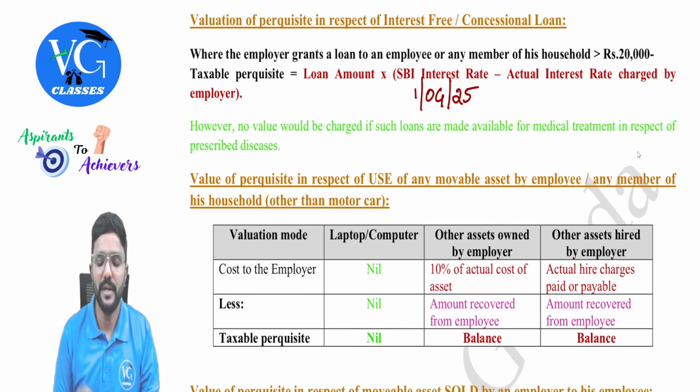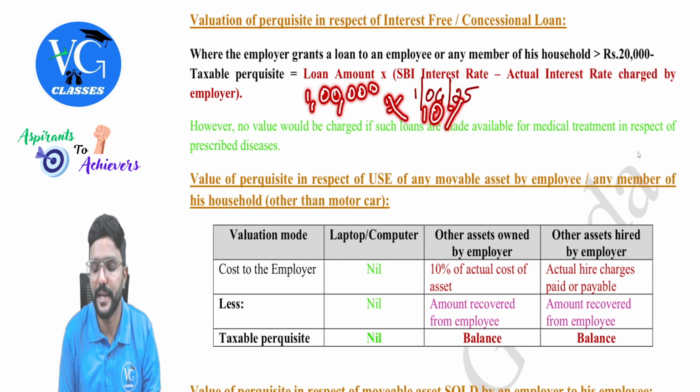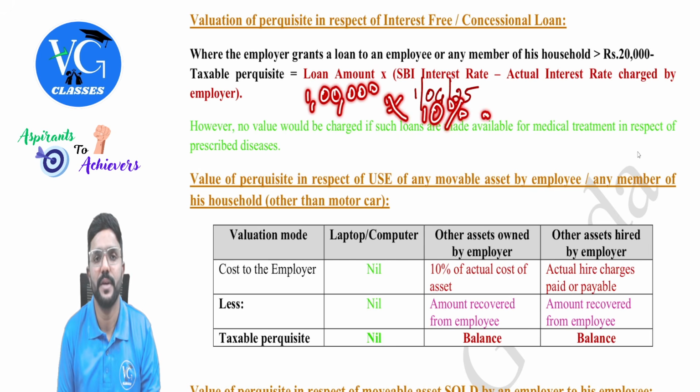Clear? For example, assume the employer gave a 1 lakh loan to the employee and is not charging any interest for it. In that case, assume the SBI interest rate is 10%. So 1 lakh into 10%, 10,000 will be taxable as perquisite in the hands of the employee. So the loan is given interest free to the employee.